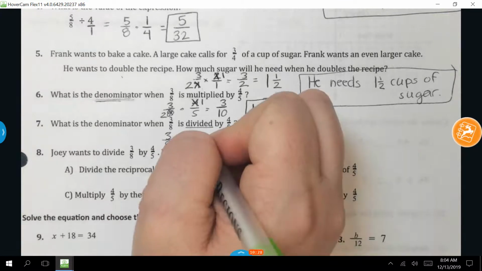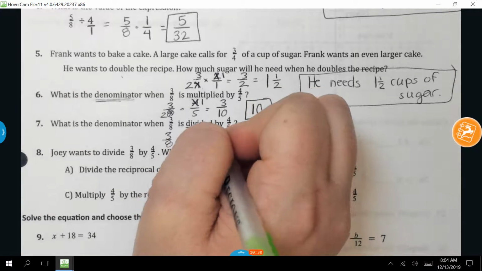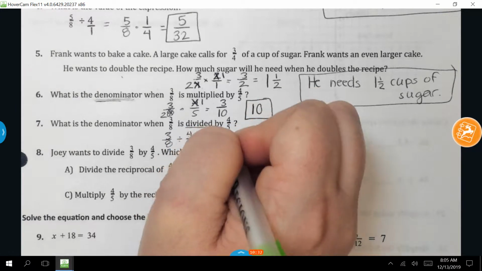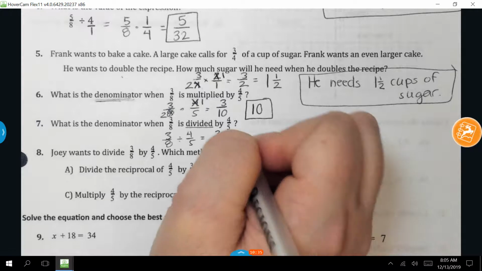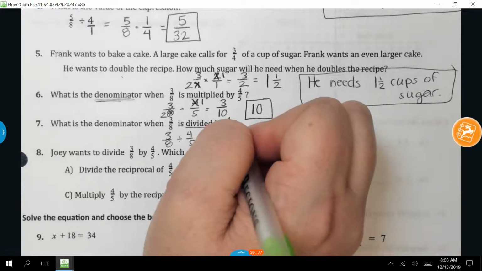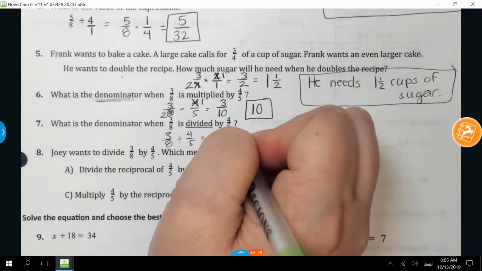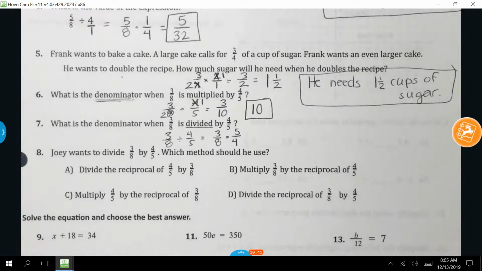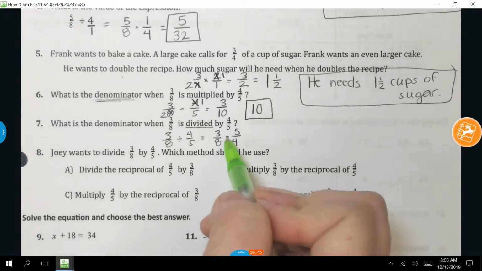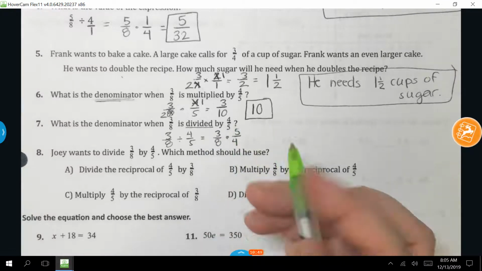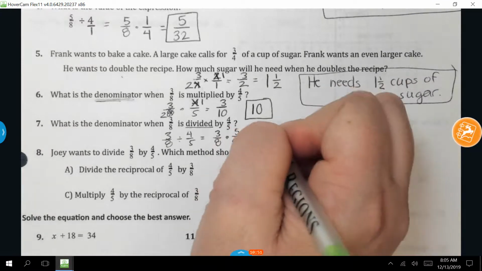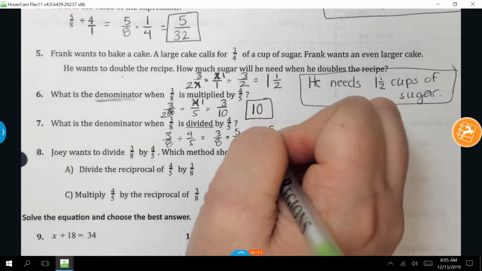Keep, change, flip. So I'm going to keep 3/8, change it to multiplication, and then flip it to make it 5/4. Is there anything that will simplify this time? No. Remember, once it says multiply, see if you can simplify. Nothing simplifies, so on the top we get 15. On the bottom, 32.